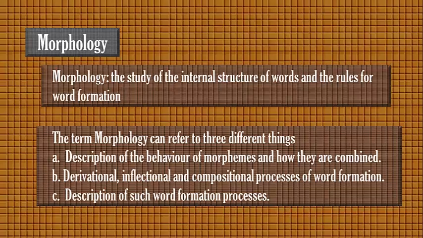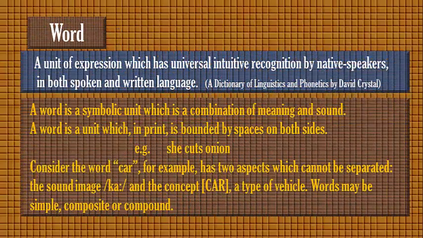As in the definition, we see that morphology is all about words and word formation. So, definitely, we need to know about the word. Let's proceed to the next topic and see what a word is. Okay, so what is a word? A unit of expression which has universal intuitive recognition by native speakers in both spoken and written language. This definition was taken from A Dictionary of Linguistics and Phonetics by David Crystal.